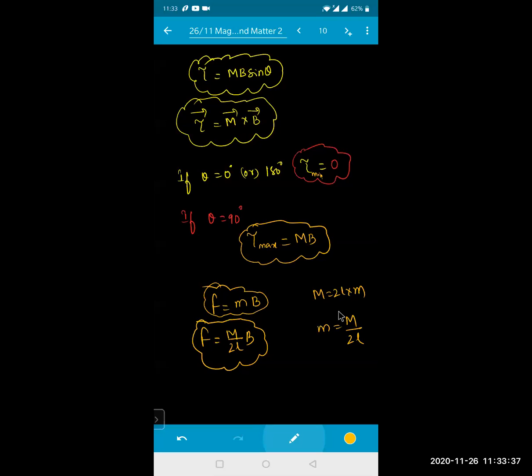Okay? So now capital M is equal to how much? 2L into m. So pole strength can be represented by capital M by 2L. So force can also be written as F equals capital M by 2L into B. Is that clear for everyone?